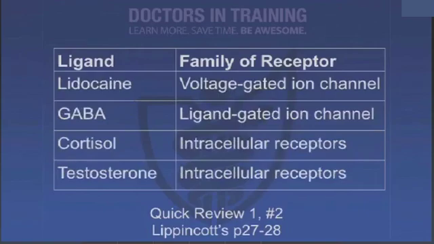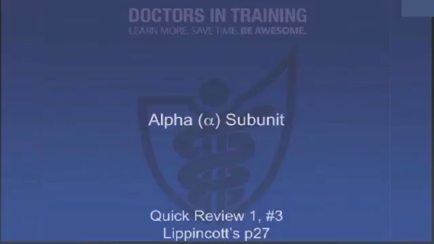Lidocaine, voltage-gated ion channel. GABA, ligand-gated ion channel. Cortisol, intracellular receptors, and testosterone, intracellular receptors. Which subunit of G proteins binds GTP? The answer, alpha subunit. What kind of reaction is catalyzed by tyrosine kinase?